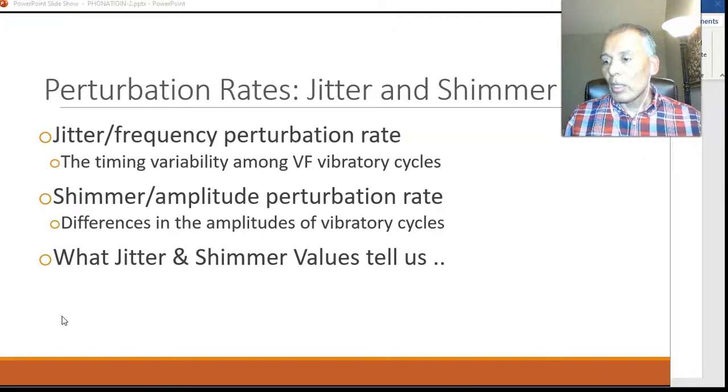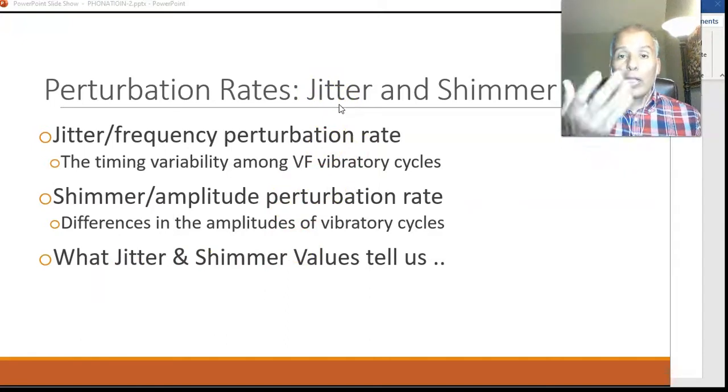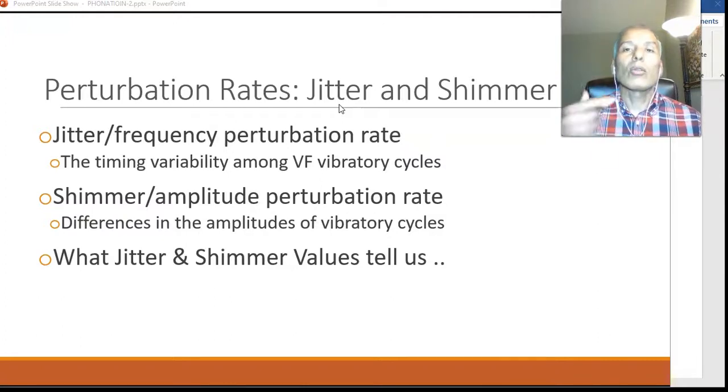So a difference of about 0.5 percent is acceptable. But when these perturbation rates become more than usual, they can actually detect signs of early neurological disease, because the vocal folds are muscles, and if they are not behaving normally, the tiniest changes will be detected on the vocal folds.